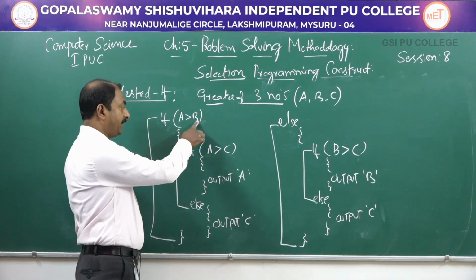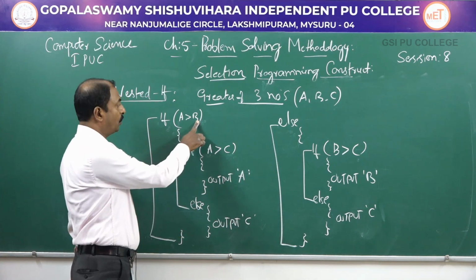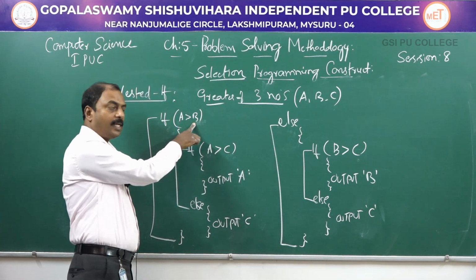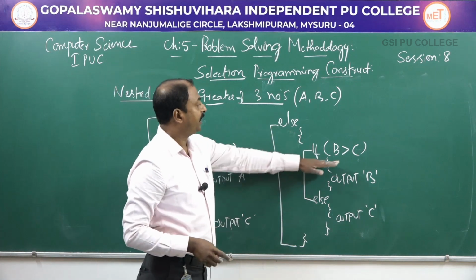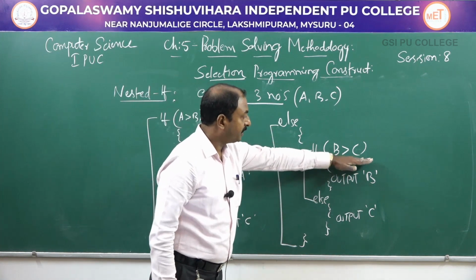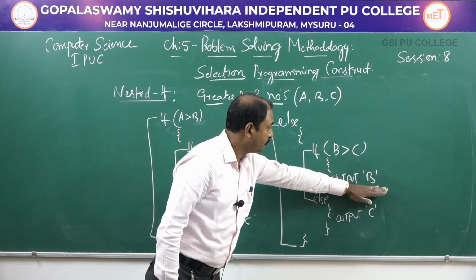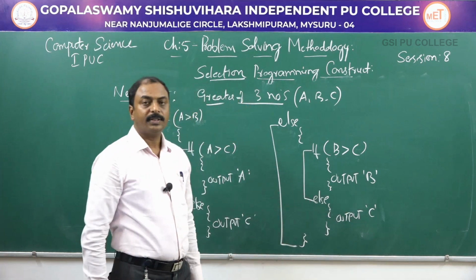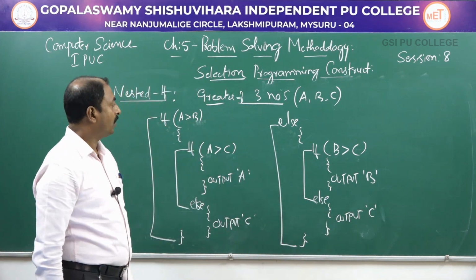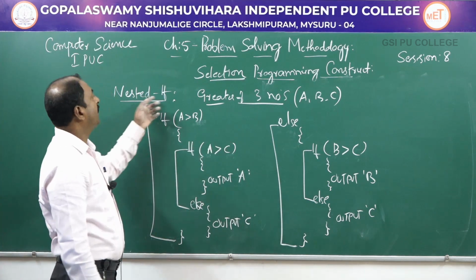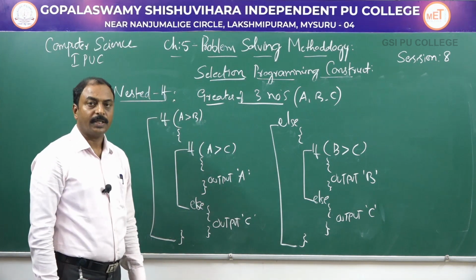Suppose the condition A is greater than B fails. No, means it comes here. Understood that B is greater than A here. If B is greater than A, check for B greater than C. If B is also greater than C, we have to print B as the output, the greatest number, otherwise C as the greatest number. So this is one of the logics to find the greatest of the numbers by using the nested if programming construct.